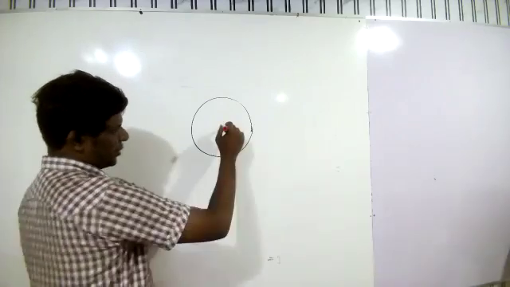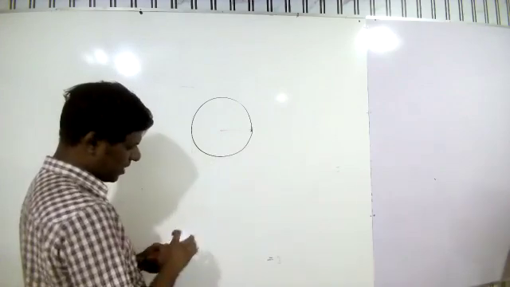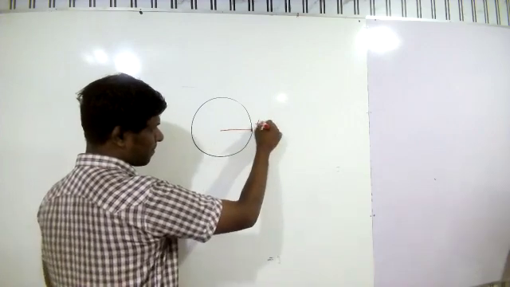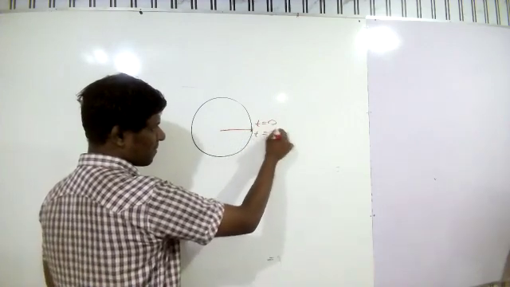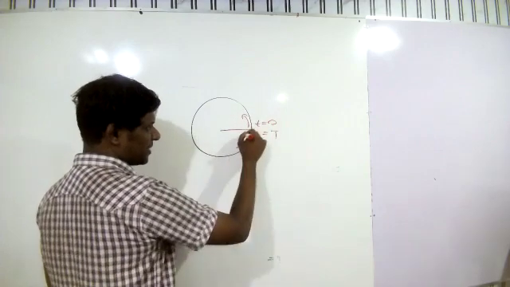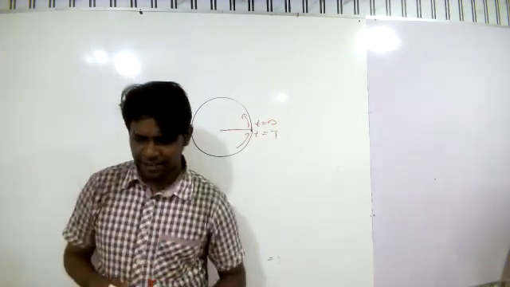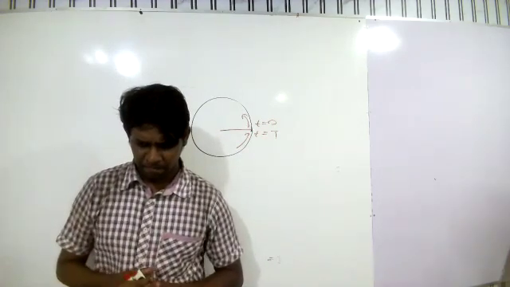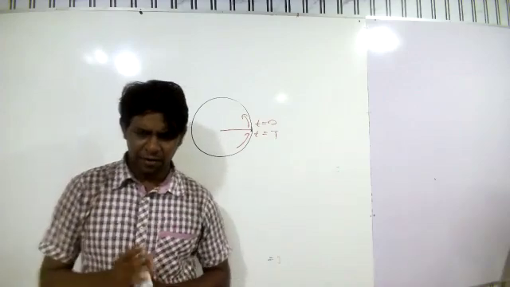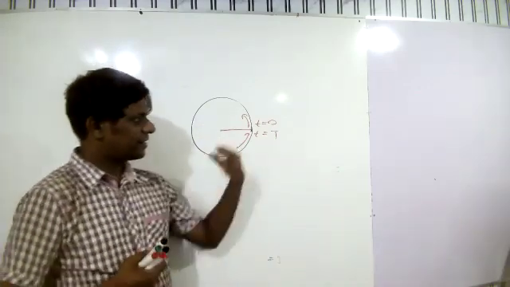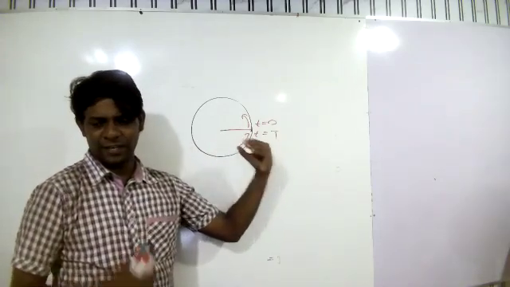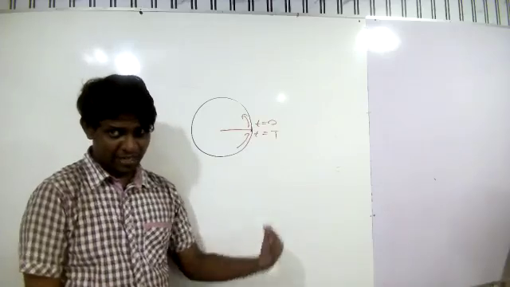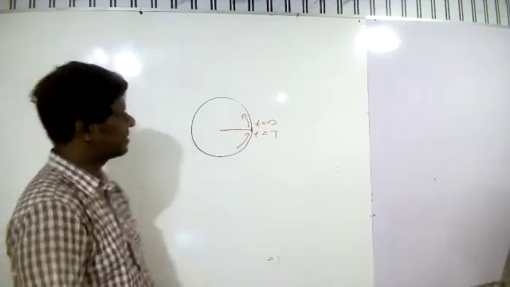According to your O-level knowledge, can anybody tell me what is periodic time? Write the definition. The time taken for one revolution, one complete revolution. Yes, one complete oscillation, one complete revolution, both correct.